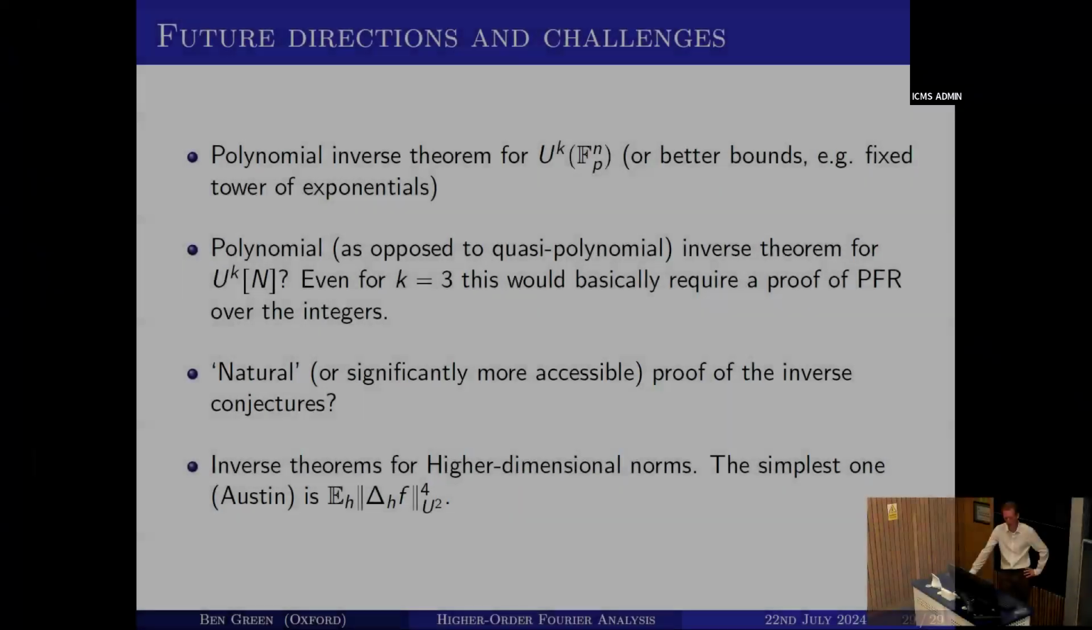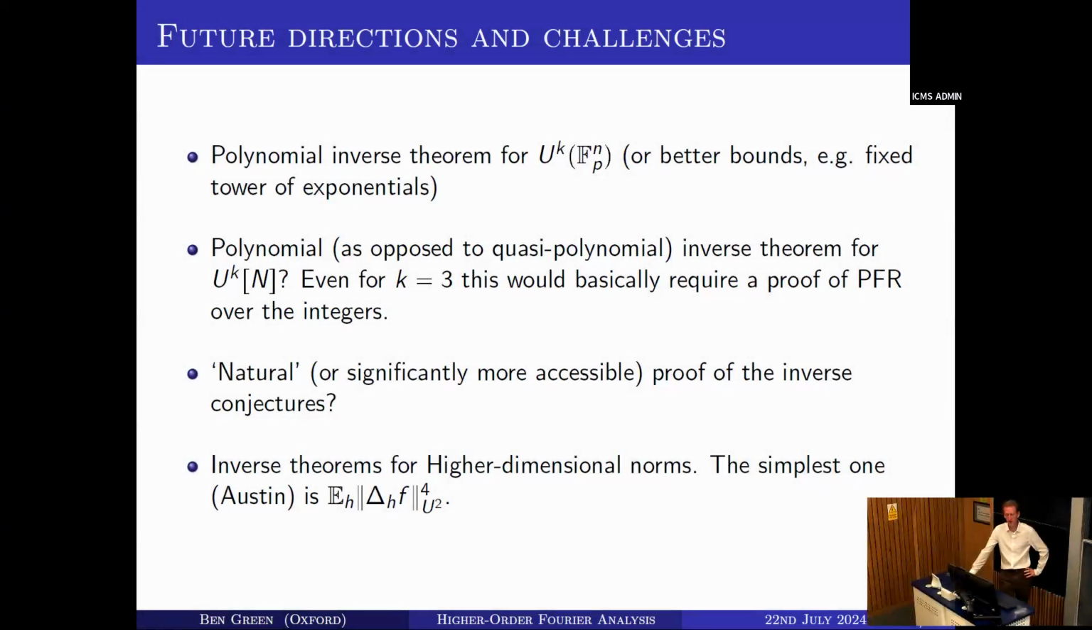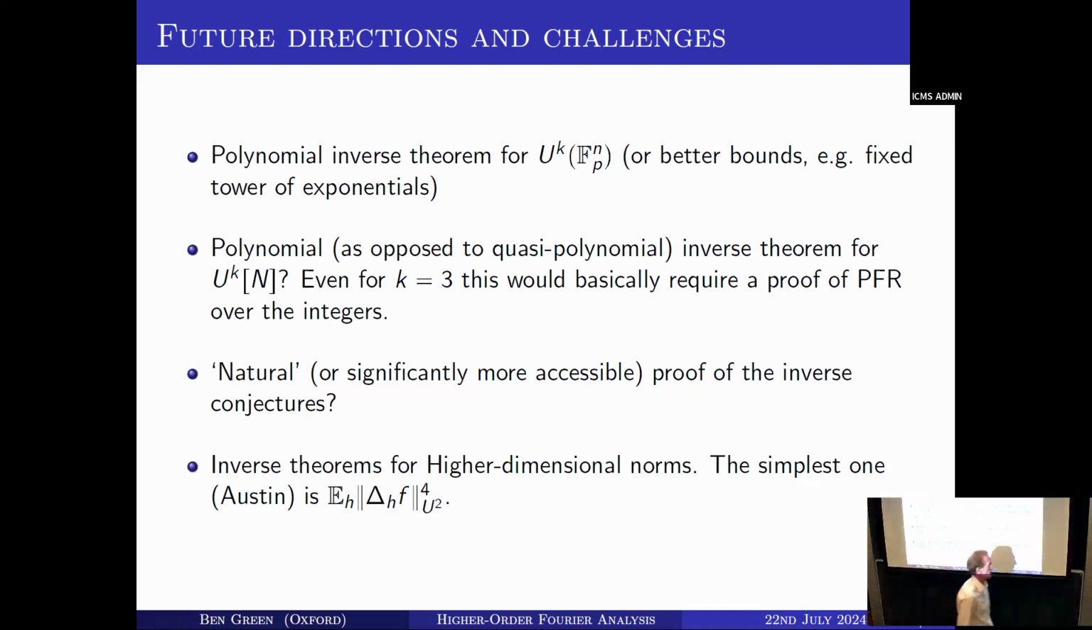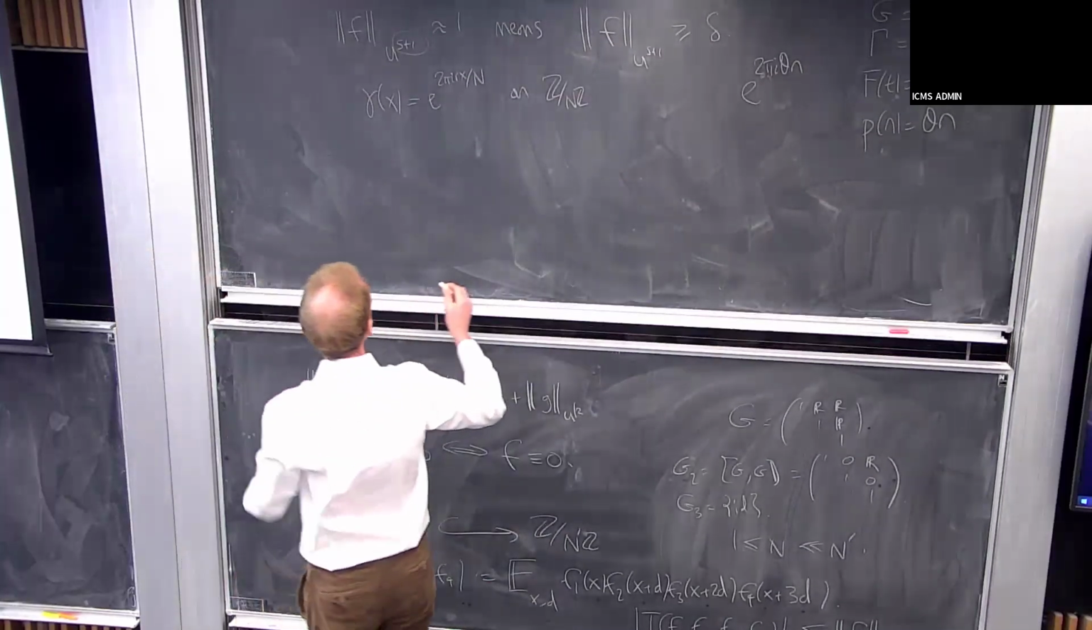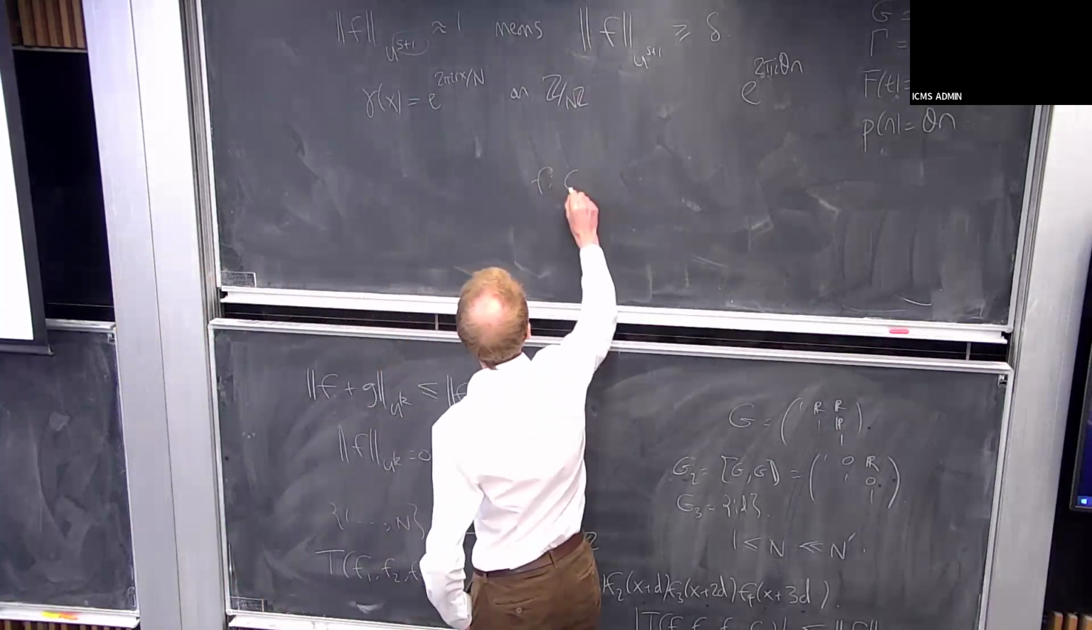And then I'll finish by mentioning this whole world of higher dimensional norms. So everything here is a sort of norm on the group G, but there are norms you can define on G cross G. And there's this norm defined by Tim Austin, which I think is probably the simplest norm for which we don't have even a qualitative inverse theorem. So this is a norm for functions on G cross G.